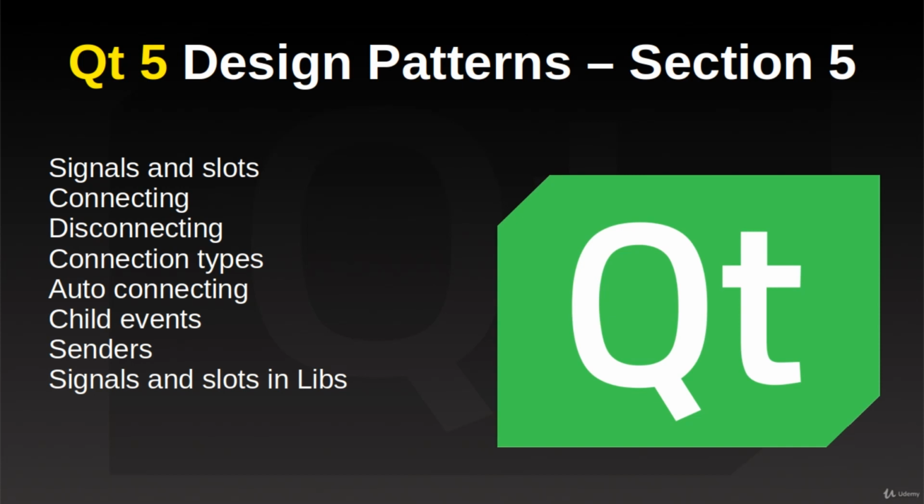This is Qt 5 Design Patterns Section 5. This section deals with signals and slots. And on the surface, this may seem very basic. I mean, after all, signals and slots are the very bedrock of Qt development. We're going to deep dive into this. We're going to talk about connecting, disconnecting, the connection types, and we're going to make an auto connection class. So we don't even have to connect the signals and slots. It will just happen automatically. We're going to look at child events along with the sender function and signals and slots inside of libraries.